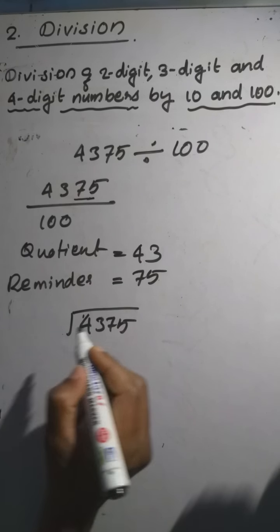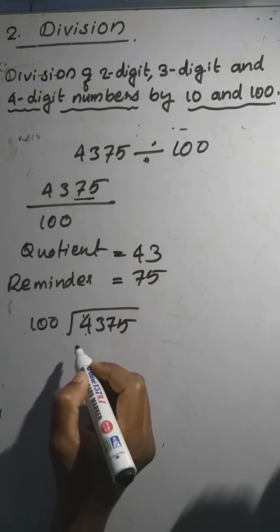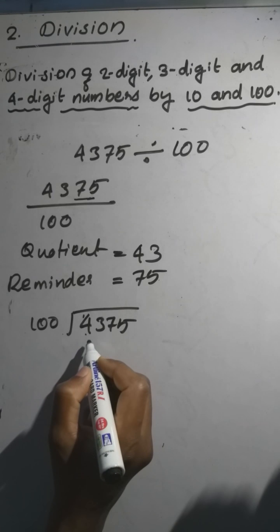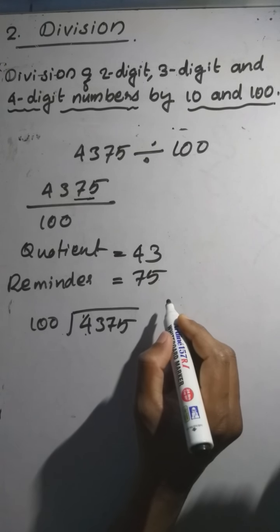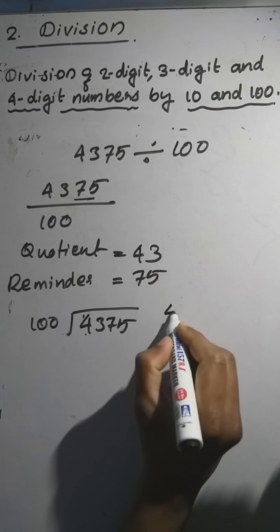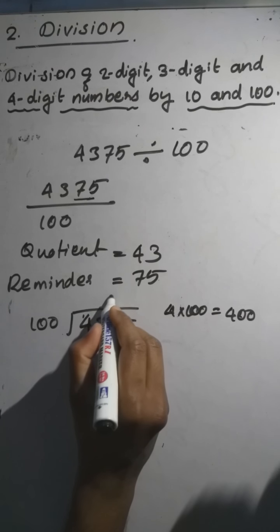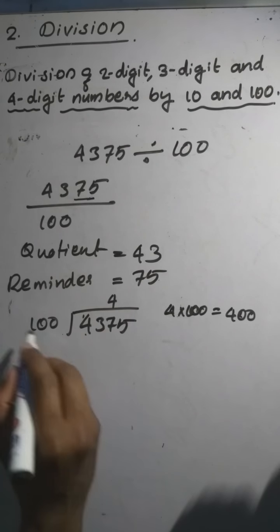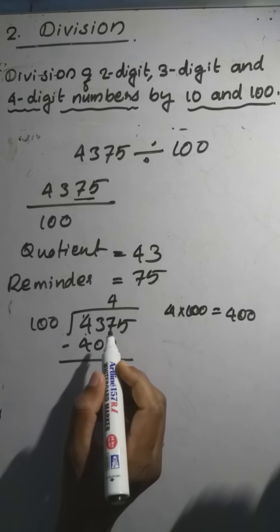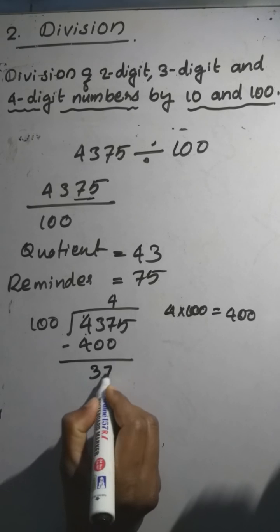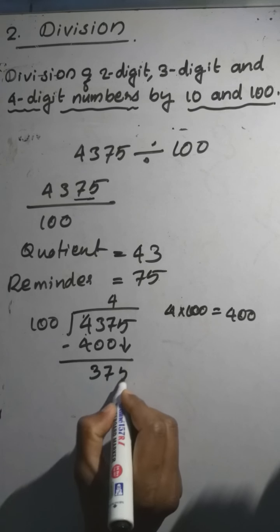4375 divided by 100. How many hundreds are there in 4? There are no hundreds, and in 43 also there are no hundreds. And in 437, how many hundreds are there? You know that 4 into 100 is equal to 400. So there are 4 hundreds in 437. 437 minus 400 will be 37. And 100 is not included in 37, so we write down this 5.